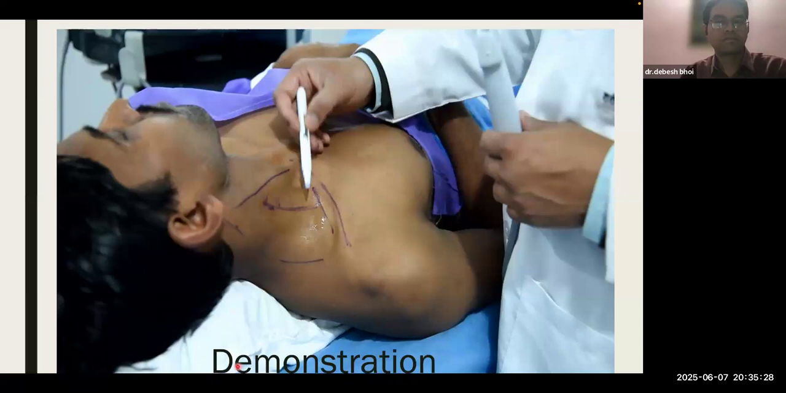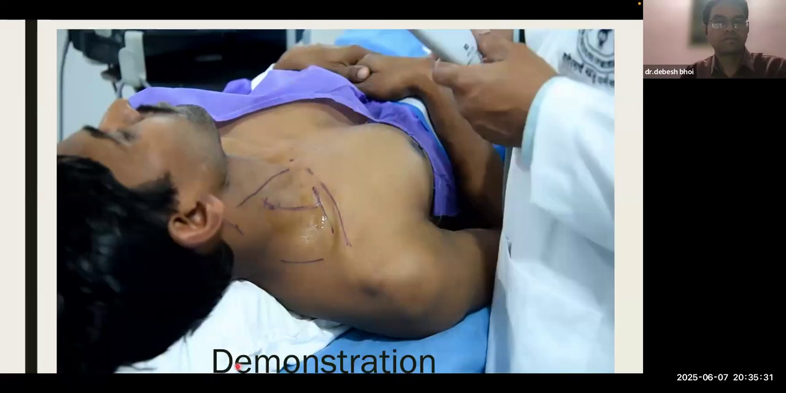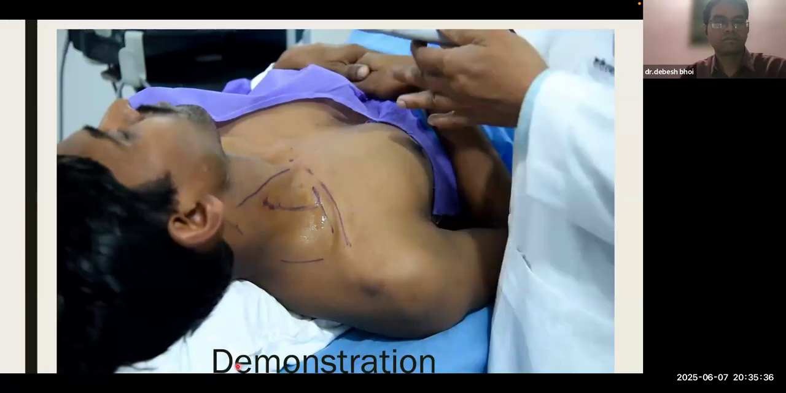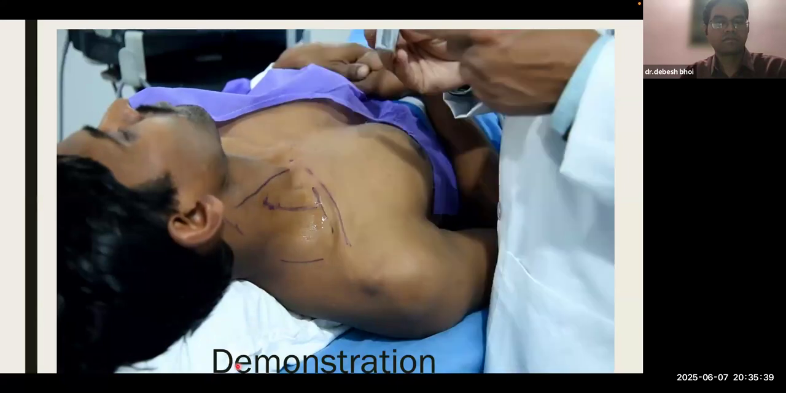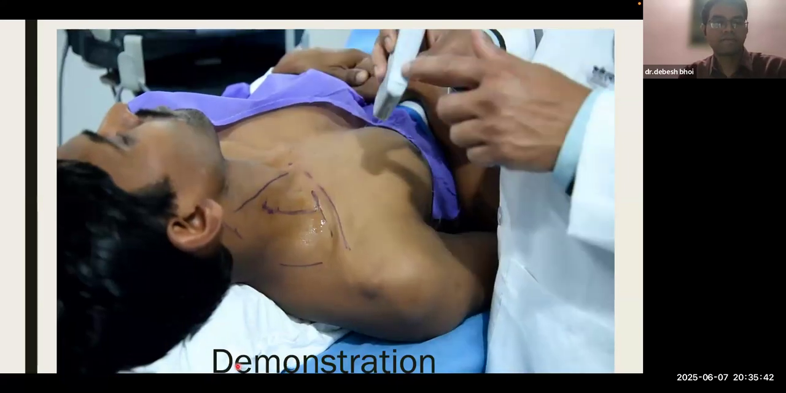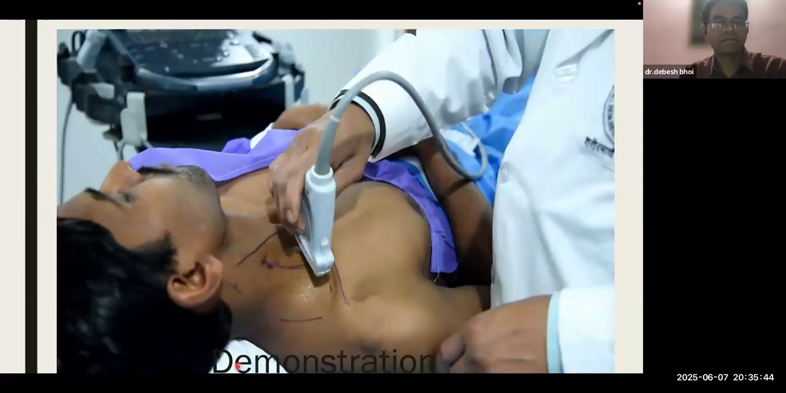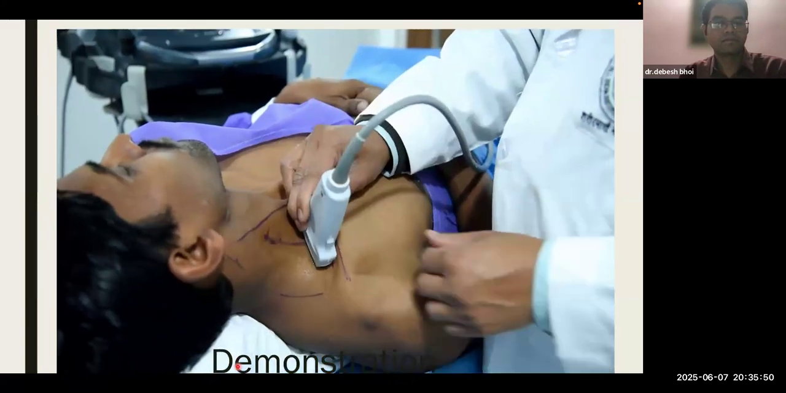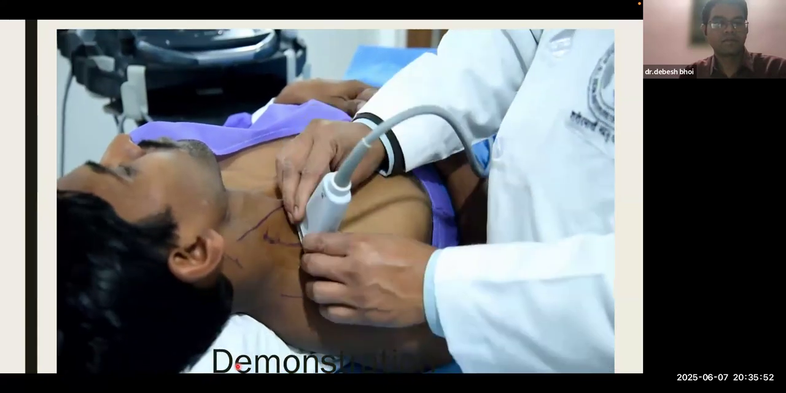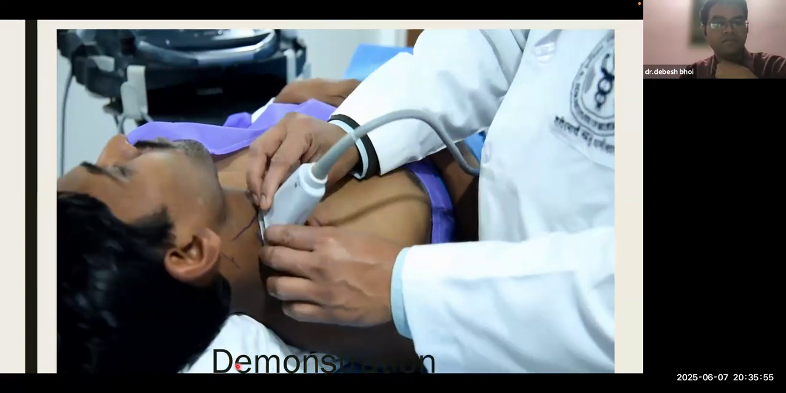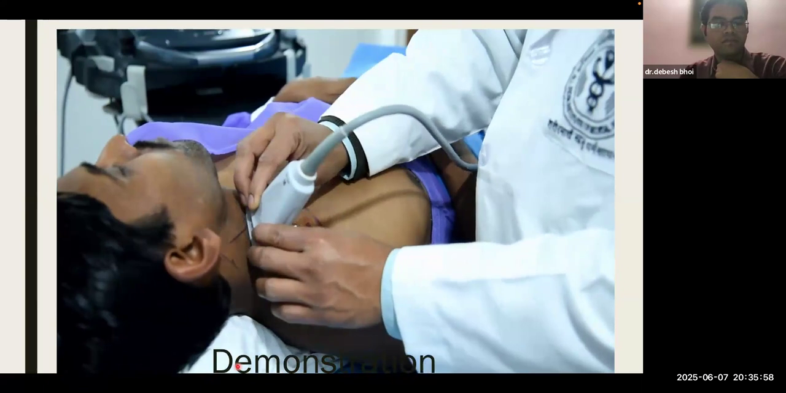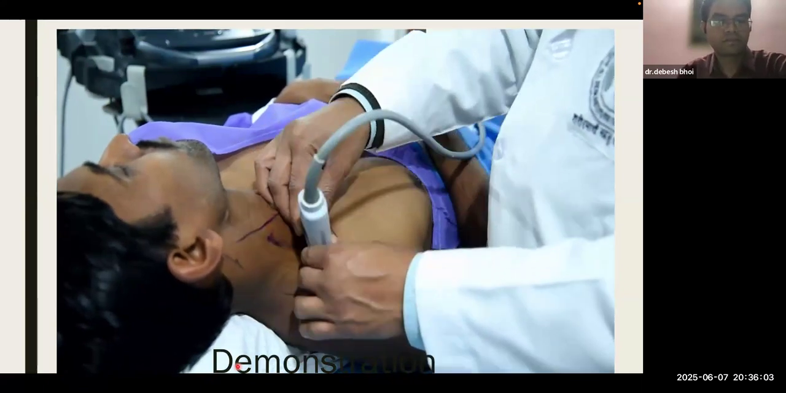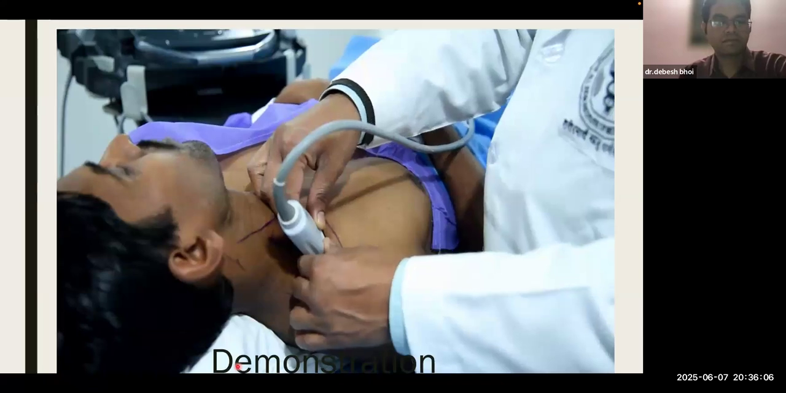So let's try to see this part. Your probe, the high frequency linear probe, will be placed just above the clavicle. I have put the orientation mark lateral. The probe movement will be both ways, going up, so that you can identify all the roots, and also trace back and come to the original position, so that you can see the first rib and the plexus along with that.